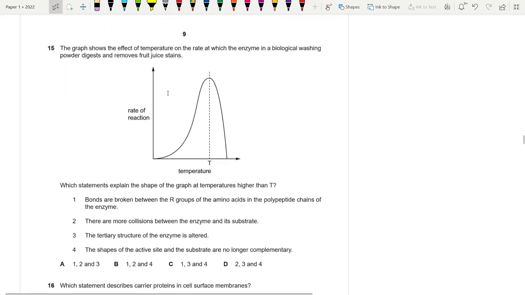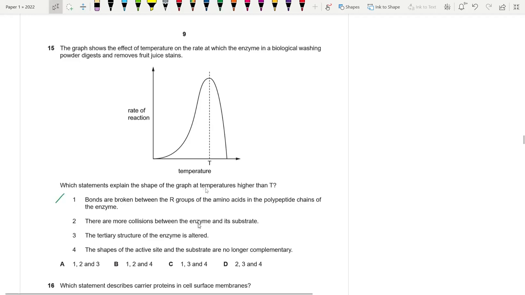15. The graph shows the effect of temperature on the rate at which the enzyme in a biological washing powder digests and removes fruit juice stains. Which statement explains the shape of the graph at temperatures higher than T? So basically denaturation has occurred, right? Bonds are broken between R groups. So 1 looks good, 1 is fine.